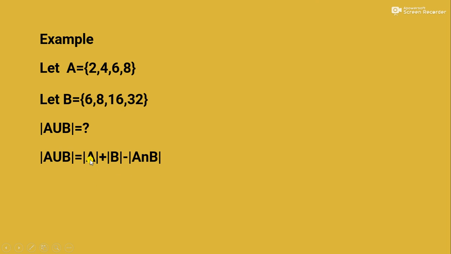First we need to find the cardinality of A. The cardinality of A equals 4, because we have 4 elements in set A, that is 1, 2, 3, 4. Now we need to find the cardinality of B. The cardinality of B is also 4, because we have 1, 2, 3 and 4, a total of 4 elements in set B.